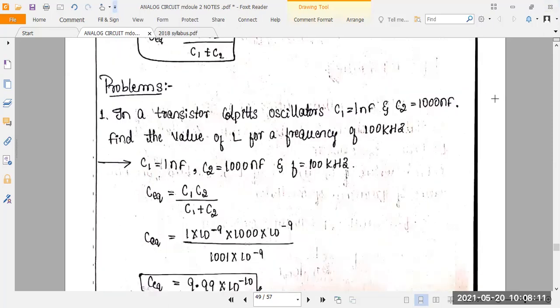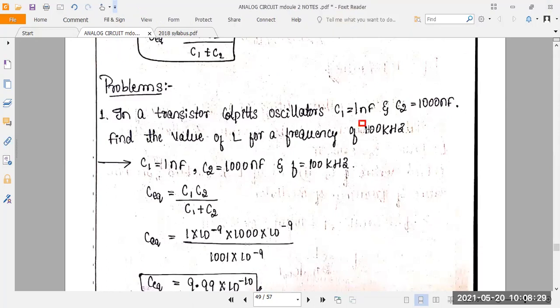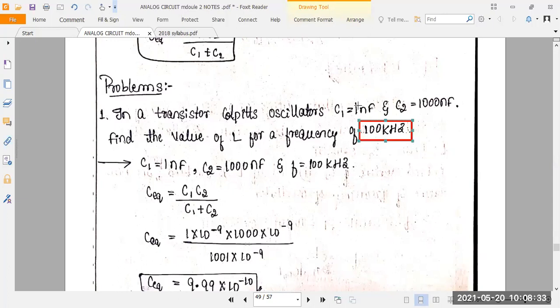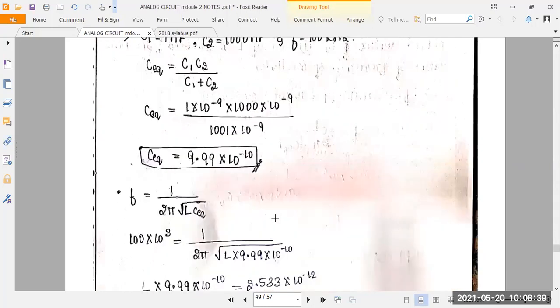Take one problem here. In a transistor Colpitts oscillator, C1 is 1 nanofarad and C2 is 1000 nanofarad. Find the value of inductance for a frequency of 100 kilohertz. For the Colpitts oscillator, the output frequency is 100 kilohertz, and the C1 and C2 values are 1 nano and 1000 nano. Find L.